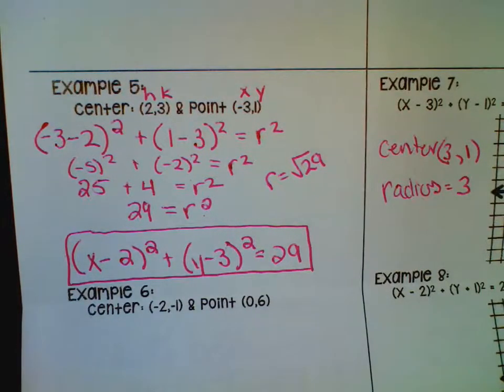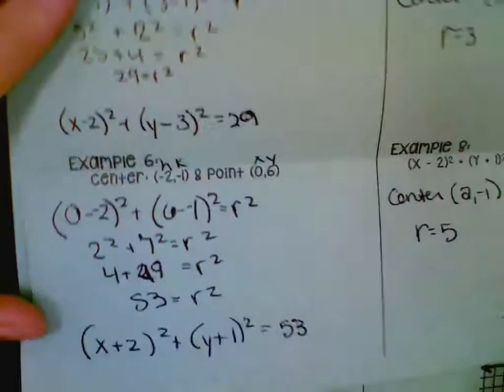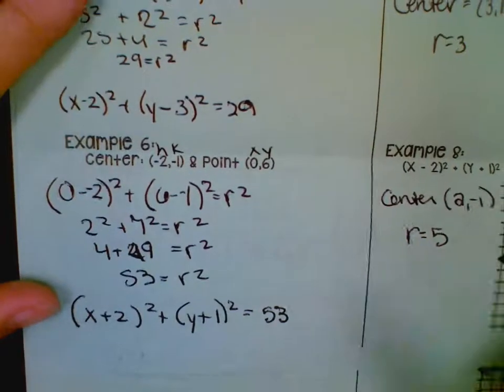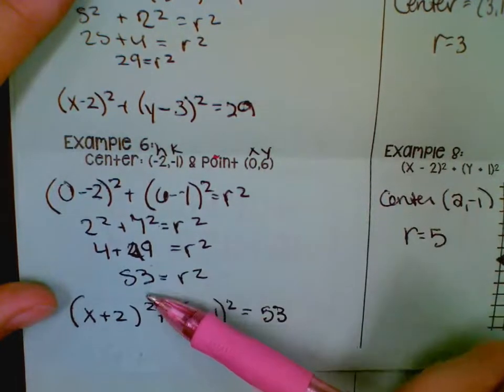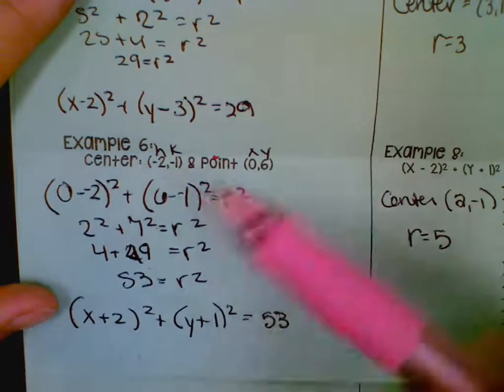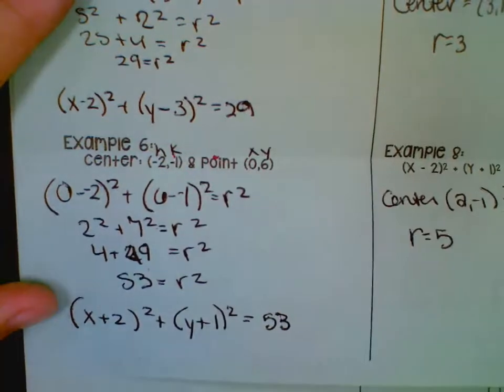Okay, so why don't you go ahead and try question 6. Go ahead and pause it and try 6. Okay, so for this one, we got our h and k, we plugged everything in, we got that r squared was equal to 53. So then you just plug it in with your h and k, and that's your equation.